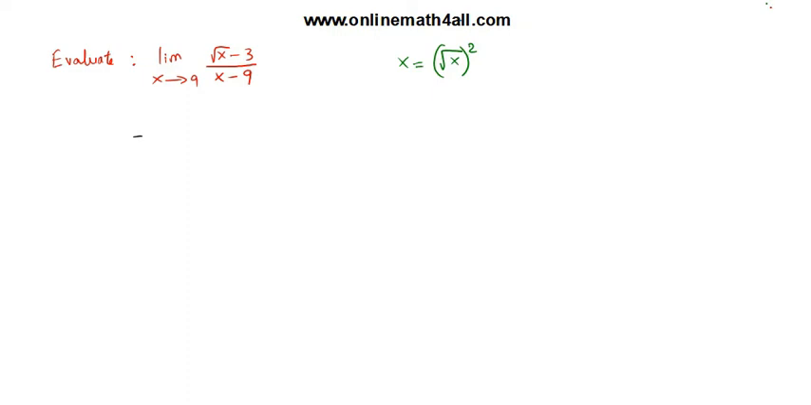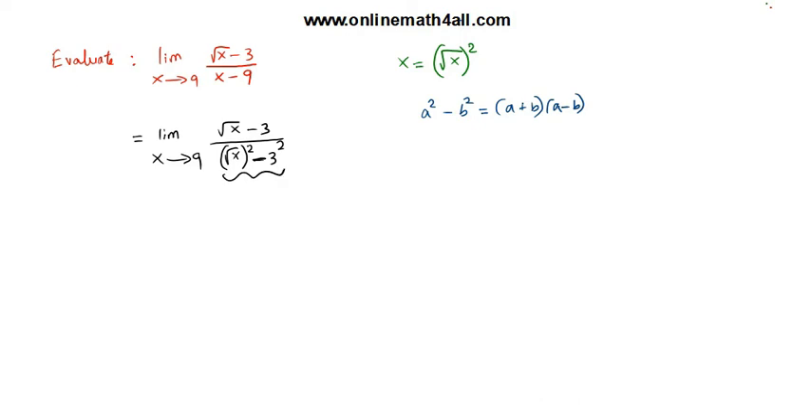So here what I am going to do is the limit x tends to 9 of square root of x minus 3 over, this x can be written as square root of x a whole square, and this 9 can be written as 3 square. Now the denominator is in the form of a square minus b square. We all know that a square minus b square is equal to a plus b times a minus b. So the square root of x a whole square minus 3 square can be written as square root of x plus 3 times square root of x minus 3.